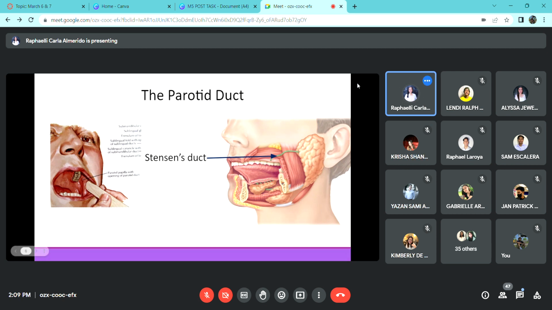And the prominence or the elevated tissue there, the one appearing as a round tissue, is again your parotid papilla. Okay, so same with your incisive papilla, because there is a major structure or nerve passing through, it forms an elevation. Okay, so that's the important parts of your parotid gland.